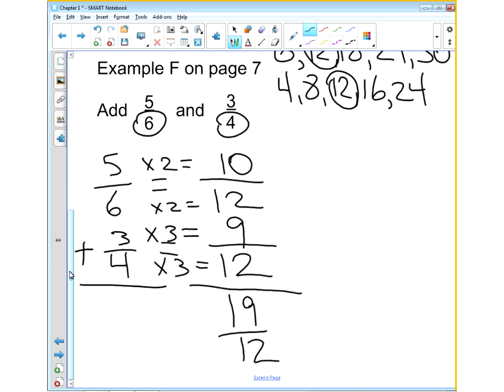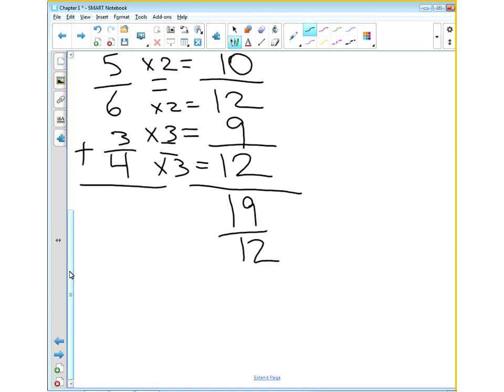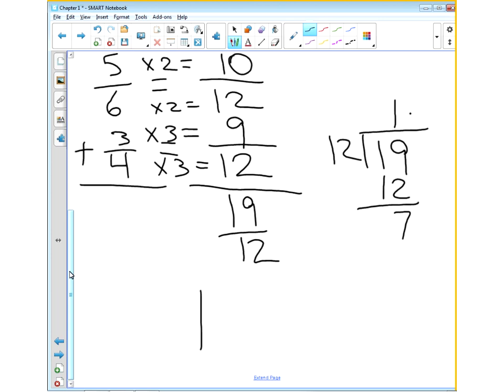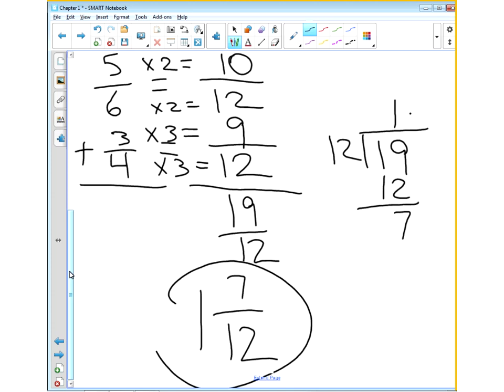19/12. Okay, that's nice, but that's an improper fraction, so we need to convert that to a proper fraction, or a mixed number. So I'm going to divide 12 into 19. It's going to go once with a remainder of 7. So this is going to be my quotient, that's going to be 1. And my remainder is going to be my numerator, so that's 7. And my denominator is going to stay the same. So my answer is 1 7/12. I don't even need to reduce that because I started with the least common denominator.